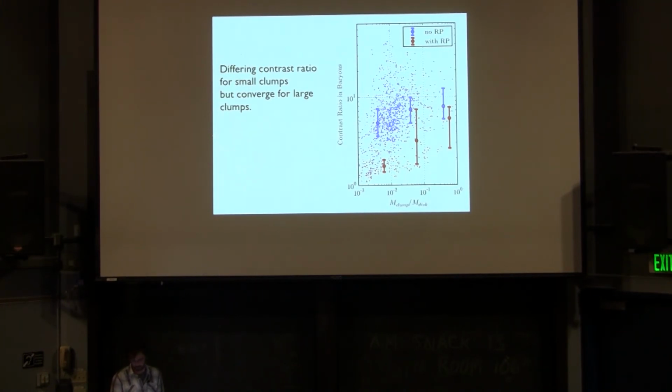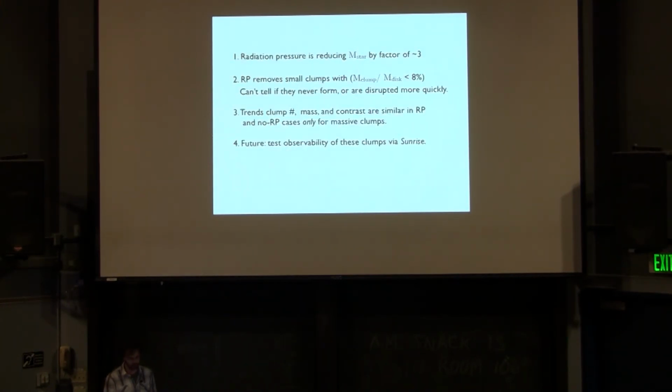Okay, so I think that's actually everything I wanted to say here. Maybe I ended a little bit fast. But I'll recap by saying that the radiation pressure is reducing m star, a global effect, by a factor of 3. And if you want to believe the Baruzzi data, you want to reduce that further. You probably think that you need to add more feedback. But the effect of adding that feedback is that you've removed some of the smaller clumps. And small here is being defined as about 8% of the disk mass.